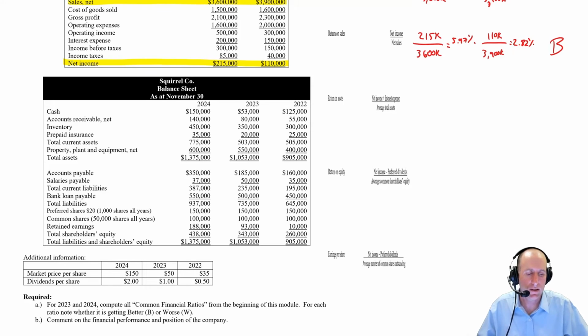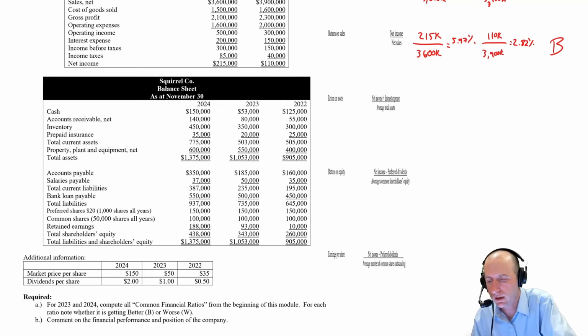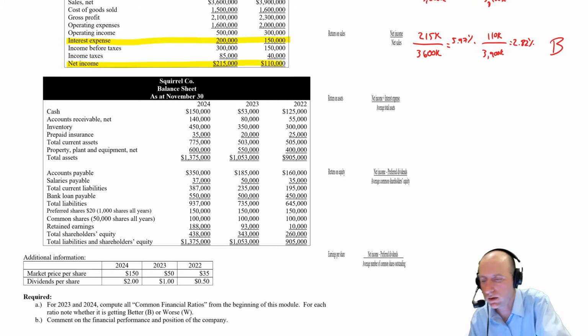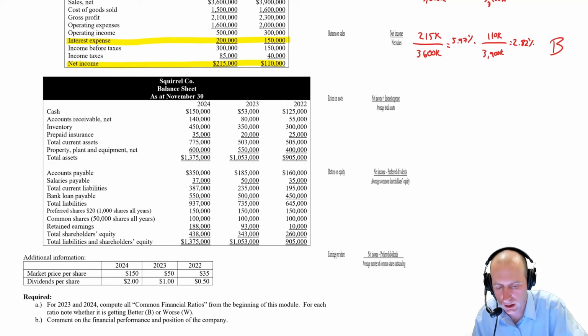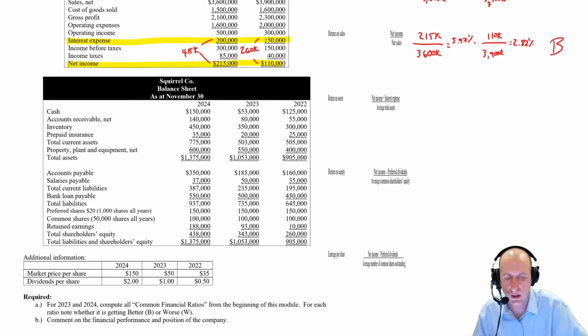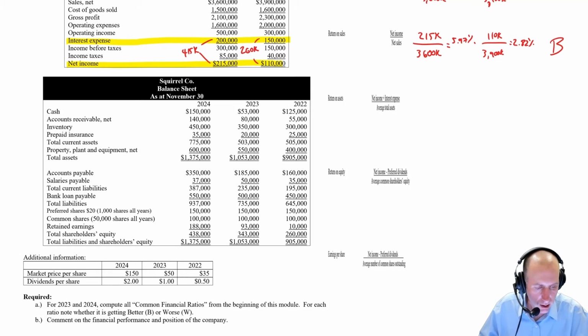Return on assets, net income plus interest divided by average total assets. Okay, so we've got our net income here. We're going to add in interest. So let's do that real quick. Net income plus interest, 215 plus 200 is 415. That'll be our numerator. And 110 plus 150 is 260. That'll be our numerator for 2023. Let's fill that in. 415 divided by something, and 260 divided by something over here.